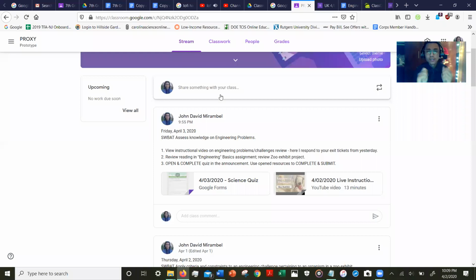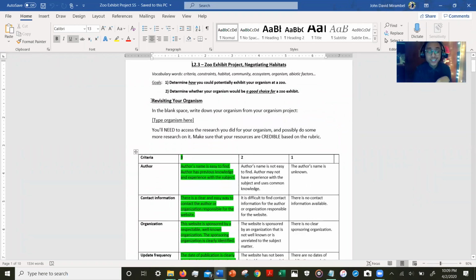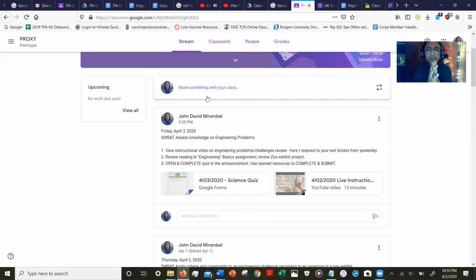Lastly, and I want to make this short, another big theme of questions was, how do I find some of the research for this? Remember, this research is independent, but you'll need to be finding credible sources. We have a rubric right here in your zoo exhibit project document where you can find all this information on what exactly you'll be looking for in order to find a credible source to do some more of your research.